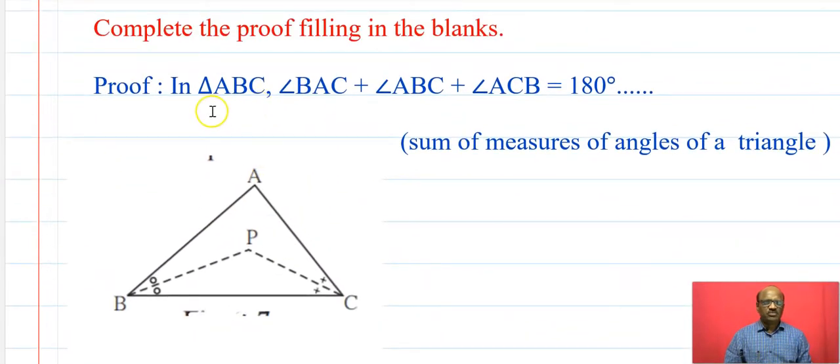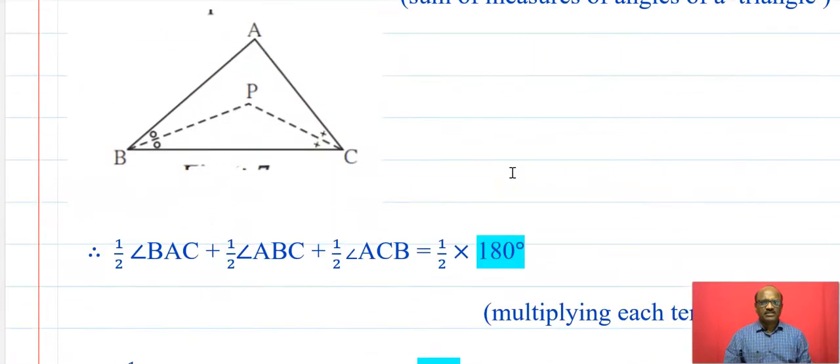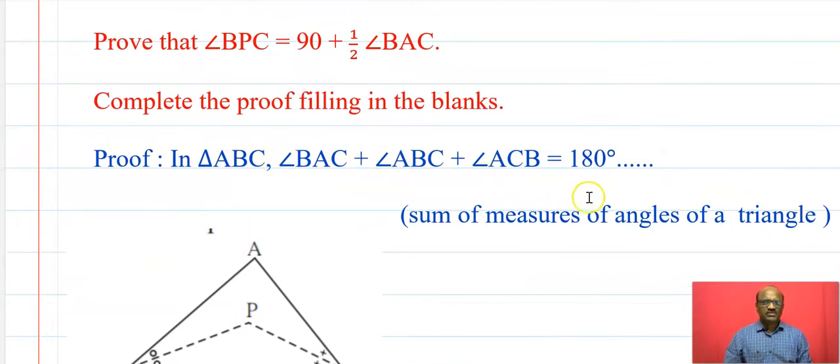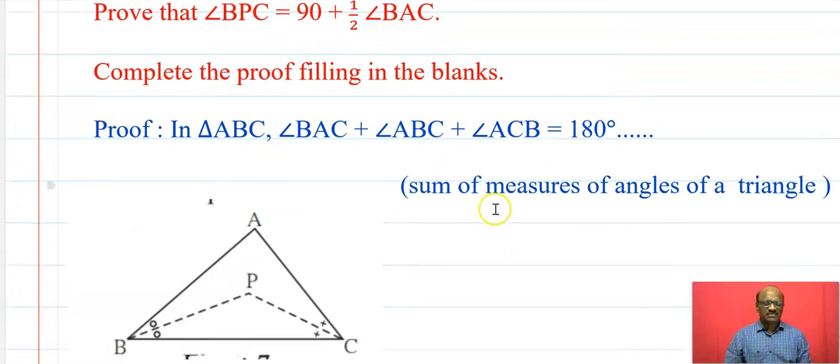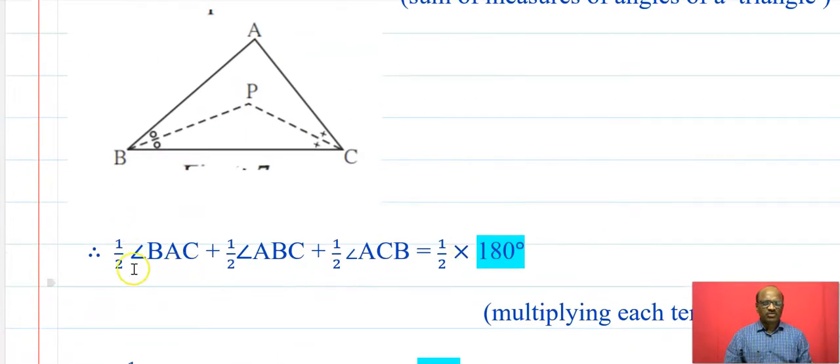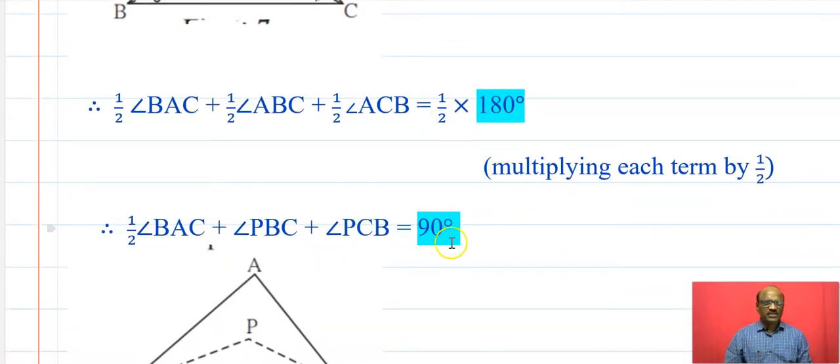Now see this proof. In triangle ABC, measure of angle BAC plus measure of angle ABC plus measure of angle ACB is equal to 180, the sum of measures of angles of a triangle. Then take half of all these angles, that is half of BAC plus half of ABC plus half of ACB is equal to half of 180. Then what you will get? 1 upon 2 measure of angle BAC plus 1 upon 2 measure of angle ABC plus 1 upon 2 measure of angle ACB is equal to 1 upon 2 into 180. 1 upon 2 into 180 is 90 degrees.